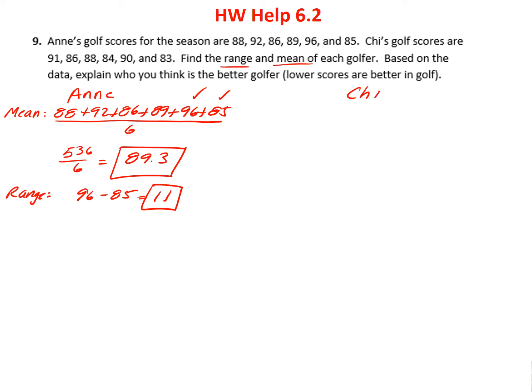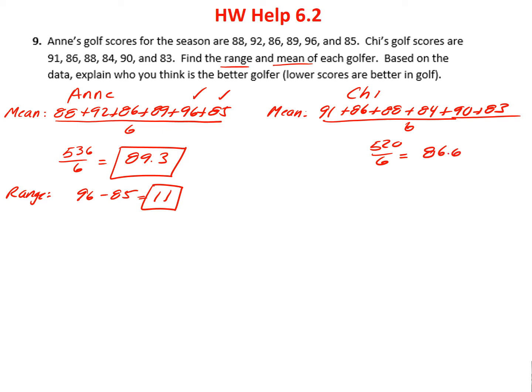Now when we come over and look at Chi, let's find his mean first. Let's add those up. So his scores are 91 plus 86 plus 88 plus 84 plus 90 plus 83. And again, he played 6 rounds, so divide that by 6. And you see that that's 520 divided by 6. So his average score is 86.6. So his average score is less than Ann's score. So in terms of average, he's a better golfer.